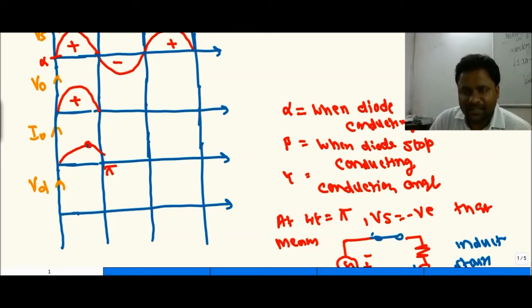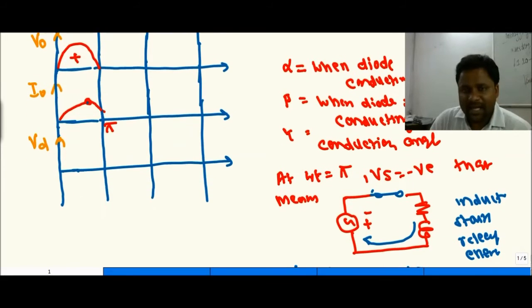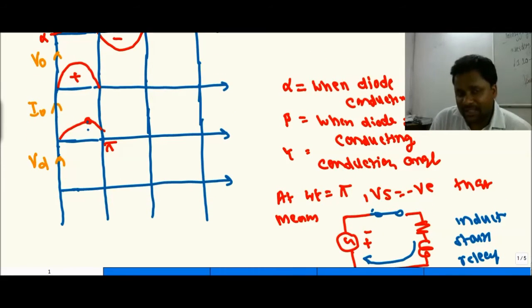That means the inductor is releasing the energy, and during the release, when it reaches omega t equals pi, the source voltage is negative. That means this inductor voltage opposes the source voltage, and it will force conduct this inductor energy up to the end, when the current becomes 0 at point beta.